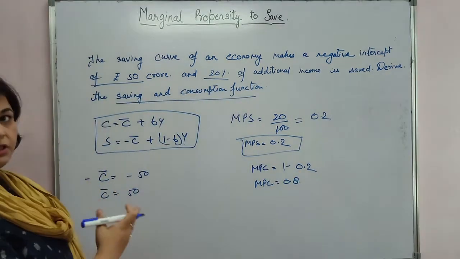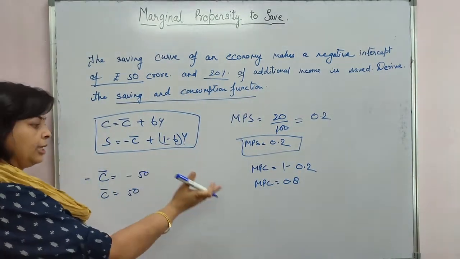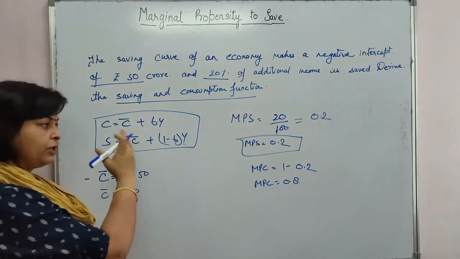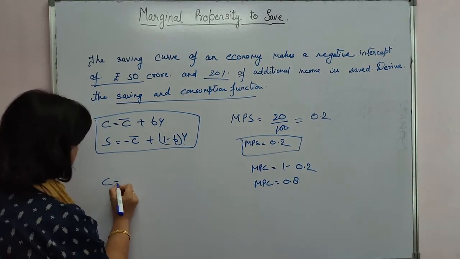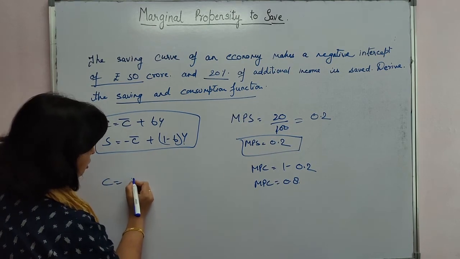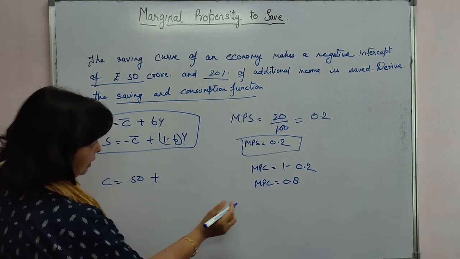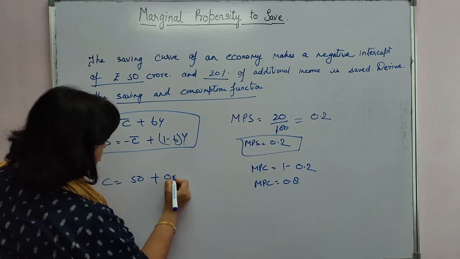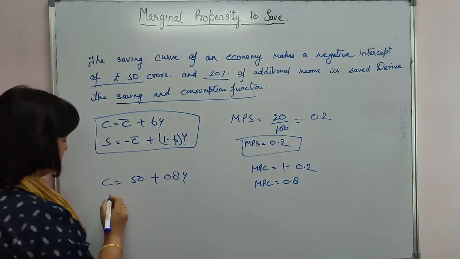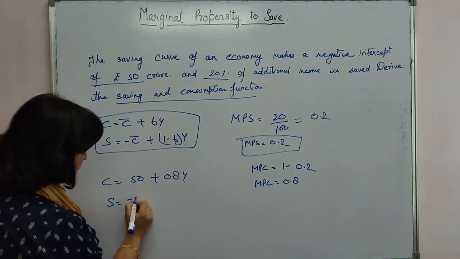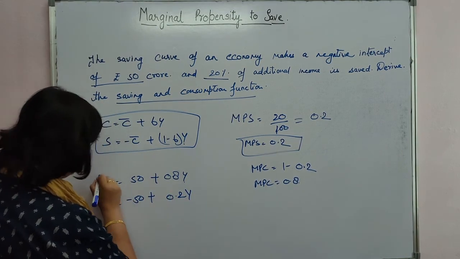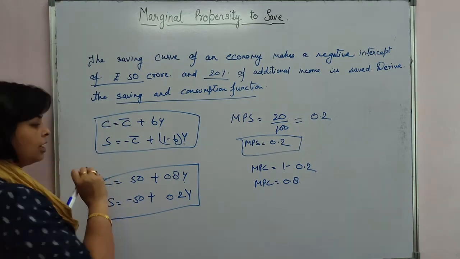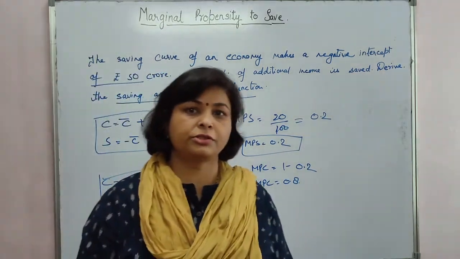Now we can substitute the values of MPC, MPS and C bar in the equations. So C is equal to C bar, which was 50, plus MPC, 0.8 Y. Now S is equal to minus 50 plus 0.2 Y. So this is the answer of the given question.